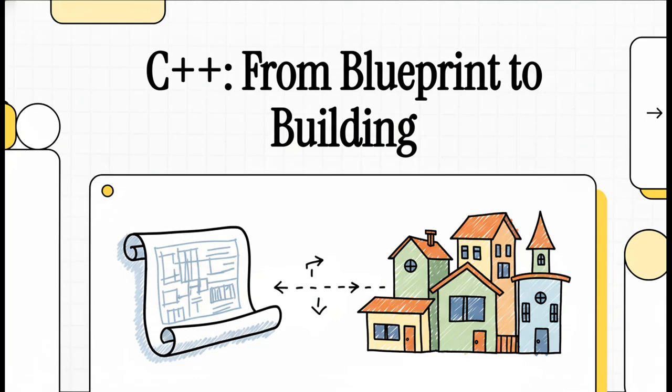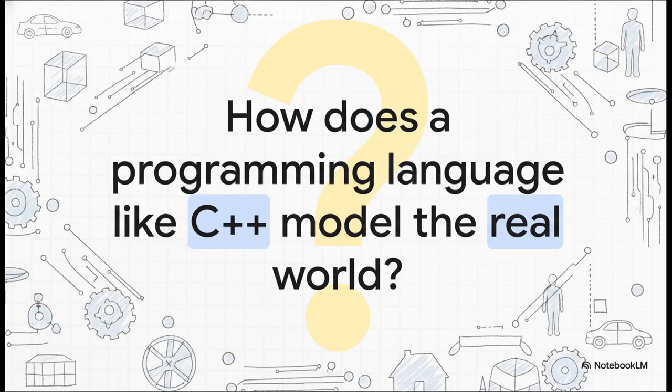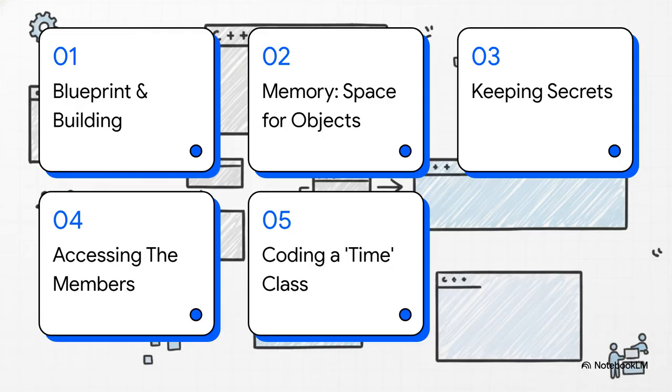Welcome to the Explainer. Today, we are going to break down two of the absolute most fundamental concepts in C++, classes and objects. So how does a language like C++ even begin to model the real world? Well, it all starts with this incredibly powerful idea that lets us create digital blueprints for pretty much anything we can imagine.